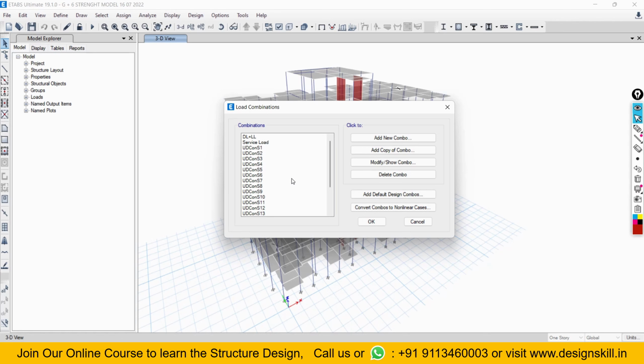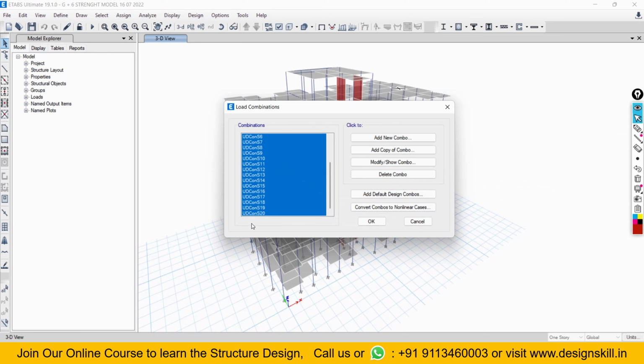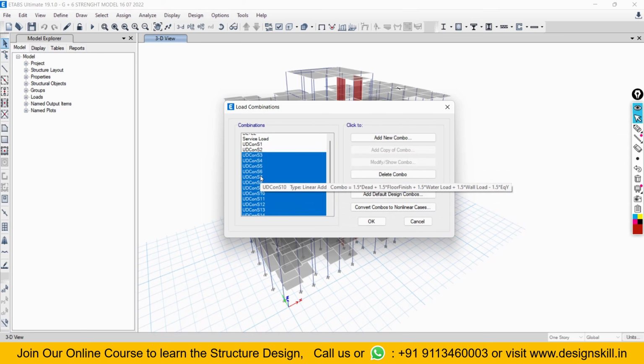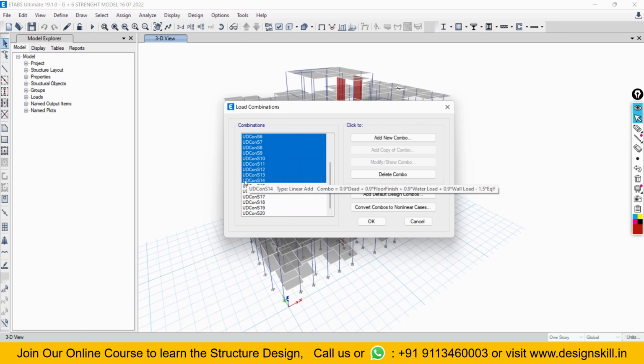So what I will do here, I already told you that the first and the second will be without the earthquake effect, so we are not going to delete these two, and after that we are going to delete the static ones. The static ones will start from S3 and end at S14. So from S3 to S14 there will be static load combinations, and I have to delete these.